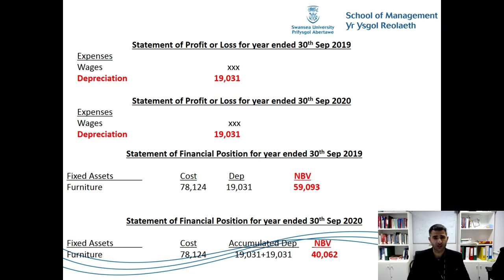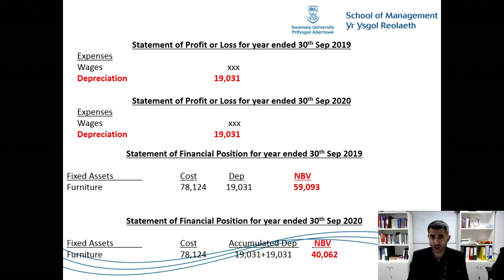£19,031. The next year, again, we write depreciation £19,031 in 2020. And in 2021, again, we will write depreciation £19,031. And in 2022, again, we will write depreciation £19,031. Can you see? For 4 years, you're gonna include it.